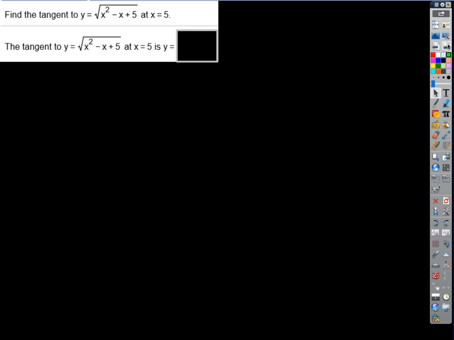And then last one, tangent line. So we want to find the tangent line to the curve at the point x equals 5. So we just need a point of tangency and a slope, right? What's the point of tangency going to be? 5 something, right? If I evaluate the function at 5, we're going to get square root of 25 minus 5 plus 5, square root of 25, which is 5. So there's my point of tangency.